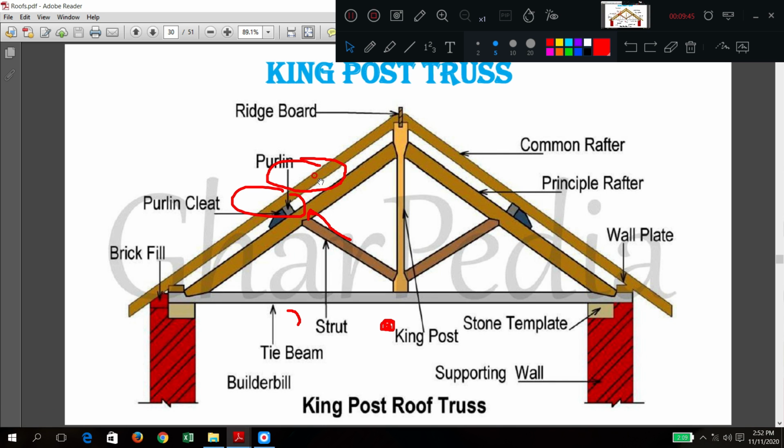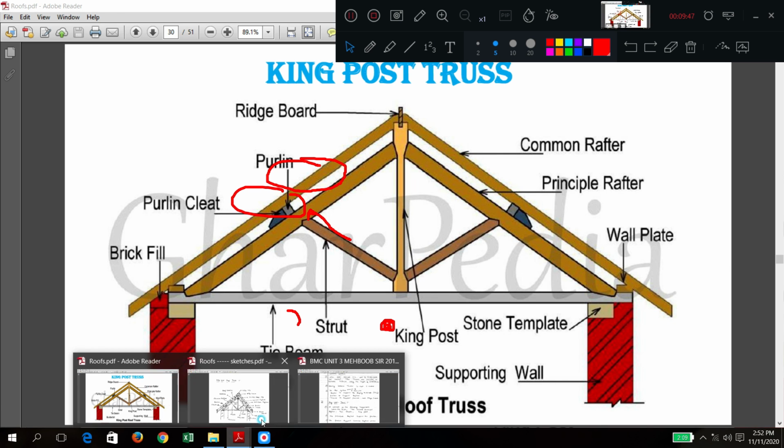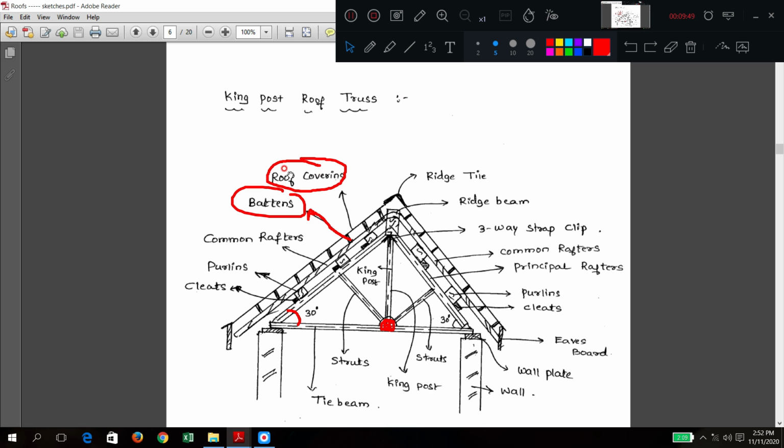Here those were not there, but those two, battens and roof coverings, have been marked there. Apart from that, everything is there. Ridge tile is there. Ridge beam, three-way clip. Here also three-way clip is there, and here it is a joint. Three-way clip like this. Apart from that, common rafters, principal rafters, everything is there.